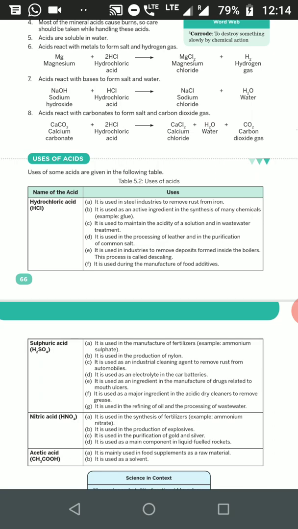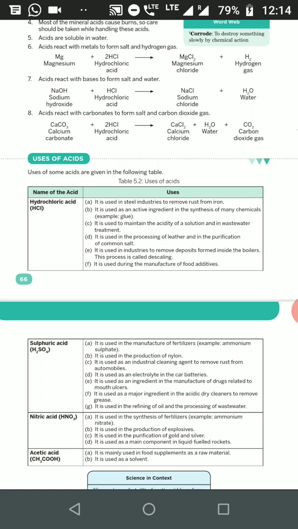It is used as an ingredient in the manufacturing of drugs related to mouth ulcers. Sometimes some people suffer with ulcers in the mouth. We can use a drug which contains sulfuric acid. It is the major ingredient in the acidic dry cleaners to remove grease. When you give the clothes for dry cleaning, one of the ingredients used is sulfuric acid.